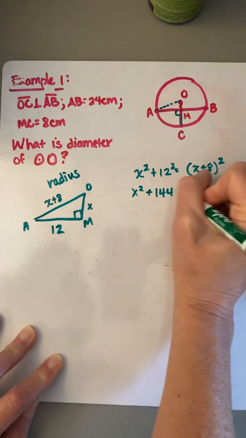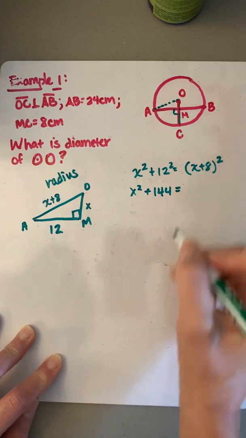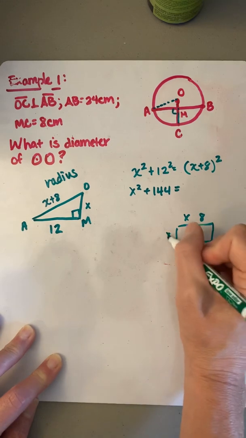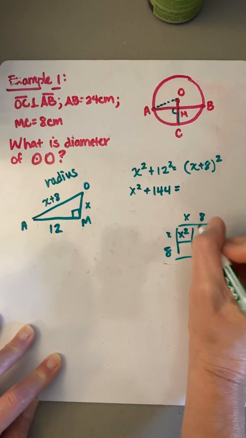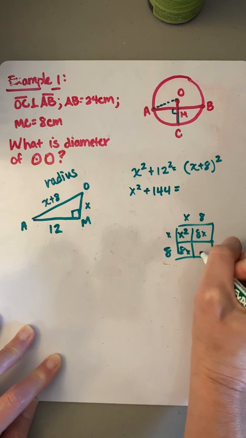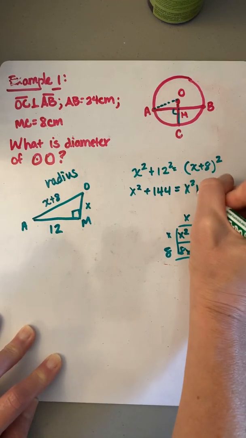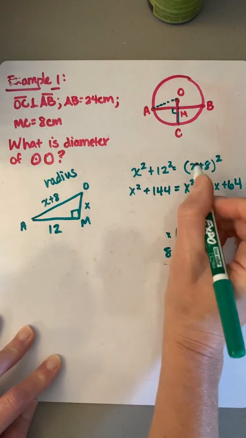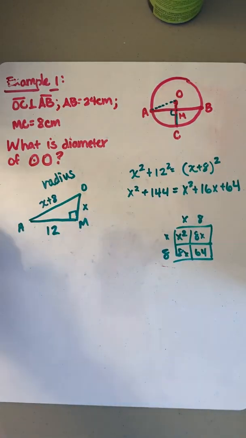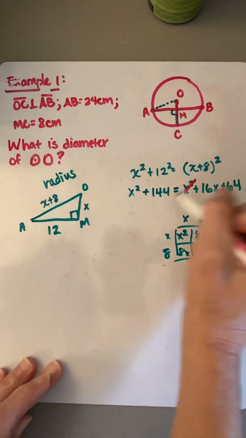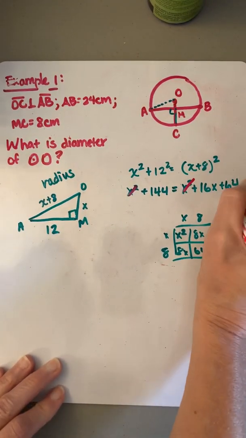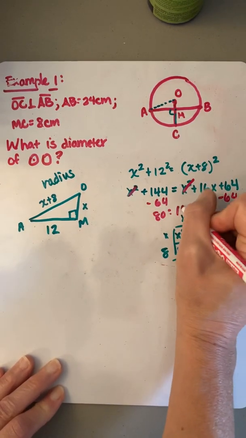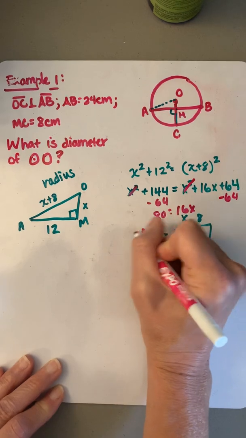x squared plus 144. And then for this x plus 8, come down here and do the box if you need to. And you have x squared, you'll have two 8x's, and 64. So x squared plus 16x plus 64. Those x squareds will subtract, and so those are gone. They eliminate each other. And then if I subtract 64, I end up with 80 is equal to 16x. And so x is now equal to 5.